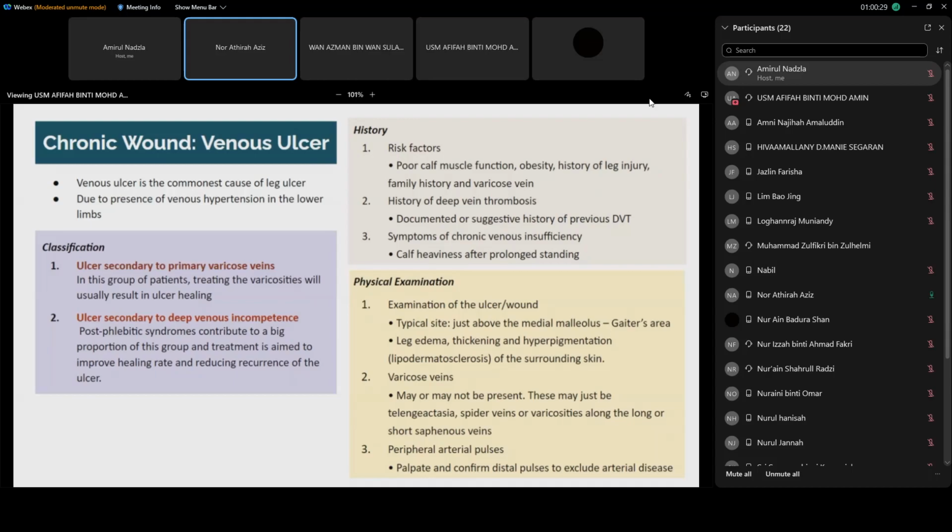So as for history, we have to rule out the risk factor, ask patient regarding the history of deep vein thrombosis or varicose vein, and ask patient regarding the symptoms of chronic venous insufficiency. Patient might feel heaviness on the calf after prolonged standing. Okay. For physical examination, we examine the ulcer or wound, and then we look for any varicose vein if present, and also feel the peripheral arterial pulses.